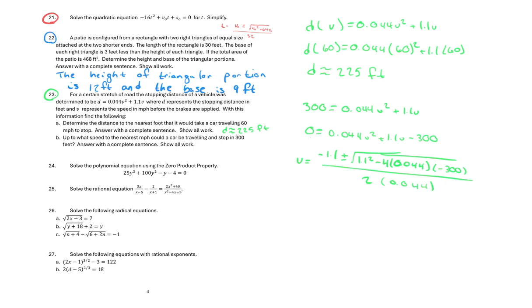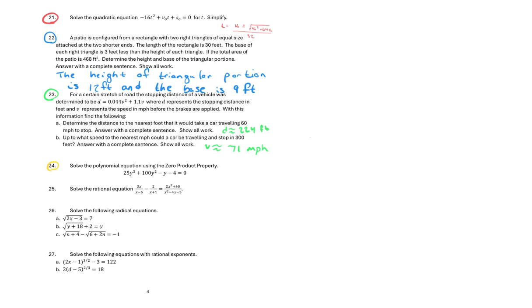So if I go ahead and solve this out and take the positive answer, I get that our velocity should be approximately 71, and our units for velocity are in miles per hour, so mph. So as long as we're going below 71 miles per hour, we can stop within 300 feet.